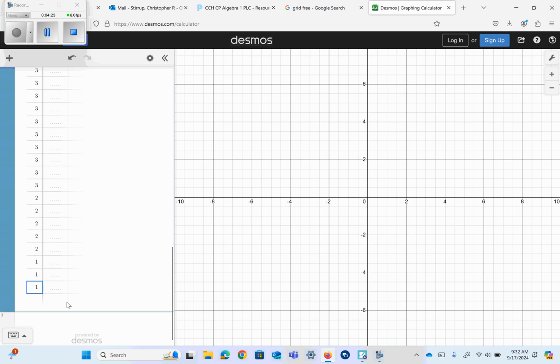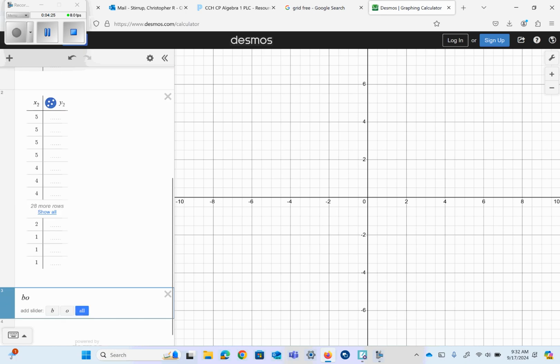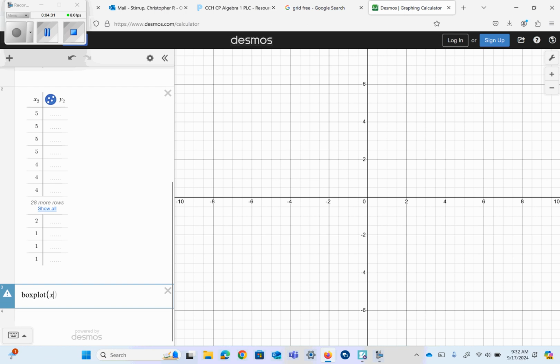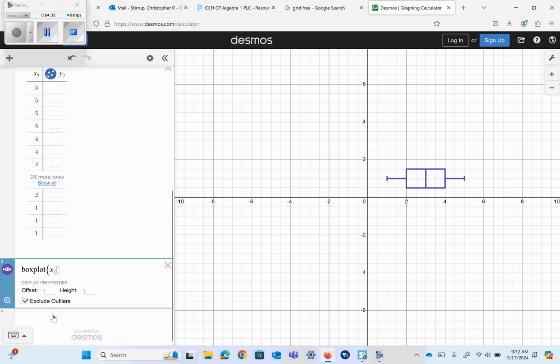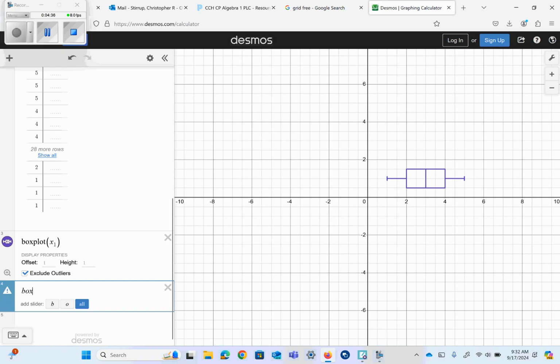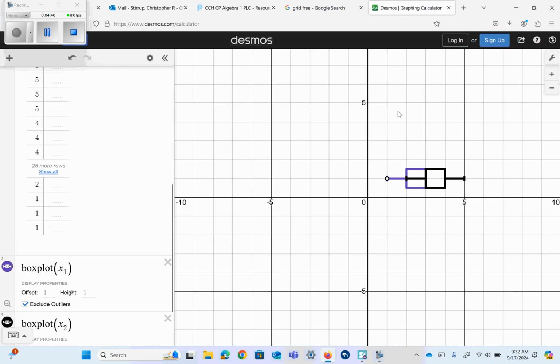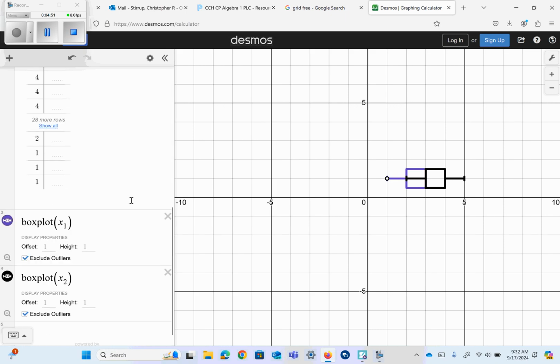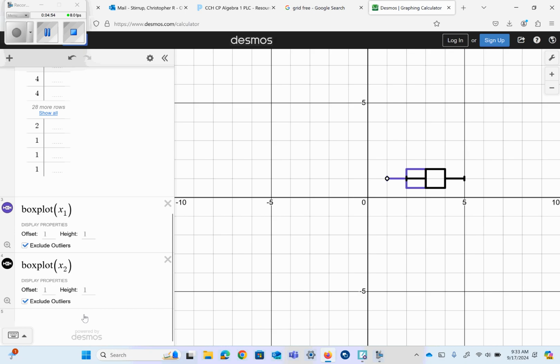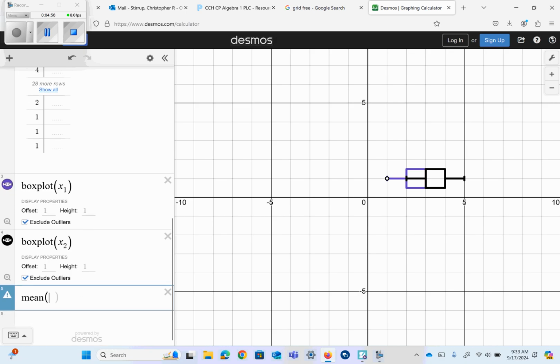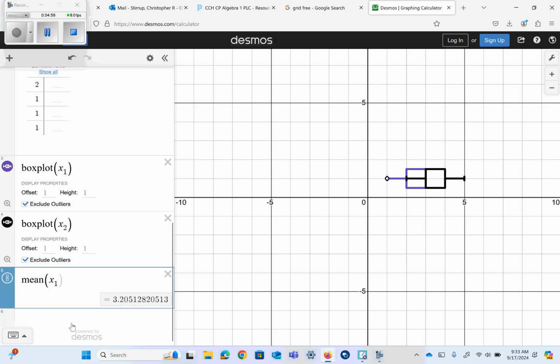So a few things I can do. I can make a box plot of X1, and then I can also make a box plot of X2, so we can see the two on top of each other. Okay, so that seems relatively useful as a visual. But then if we take a look, we can also say mean of X1, mean of X2.